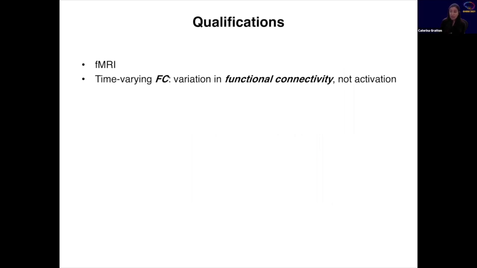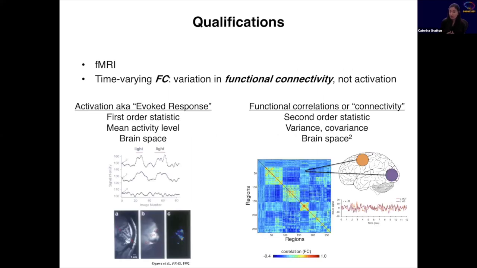Also, when I talk about dynamic changes in functional connectivity, what I'm talking about is variation in the correlation patterns of different regions. That is the second order statistic, which is different from talking about variations in the first order activity patterns themselves, which are related, for example, to evoked responses during a task.